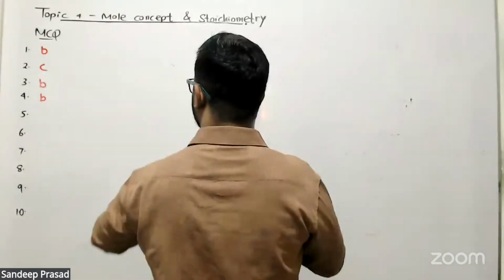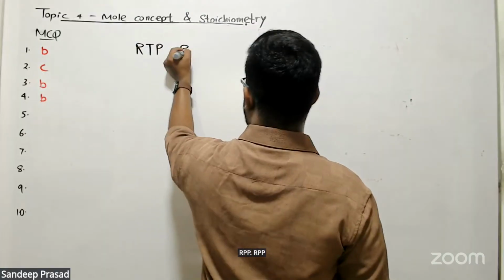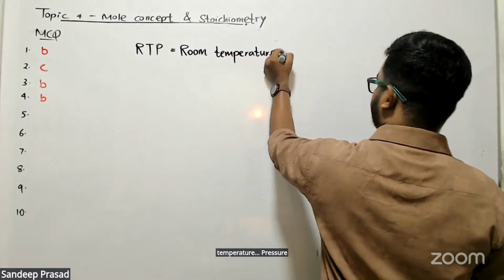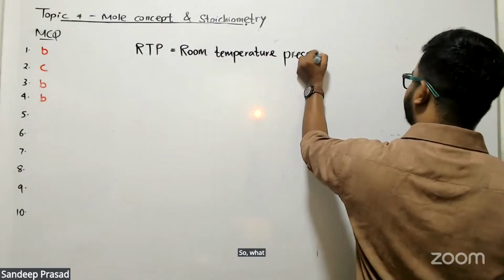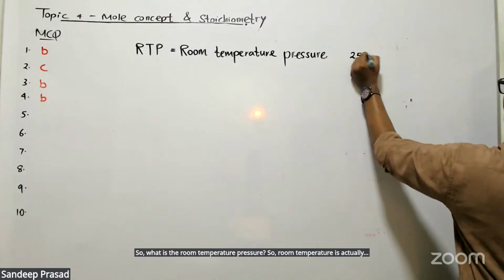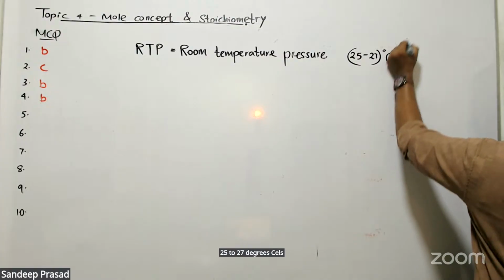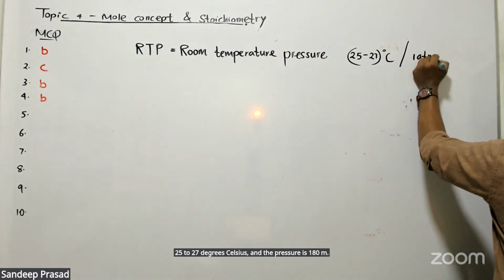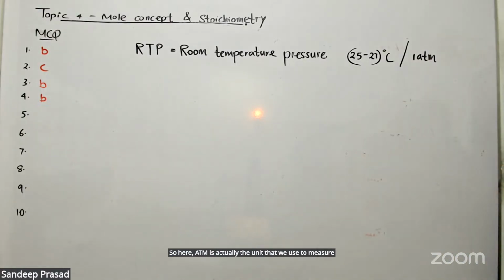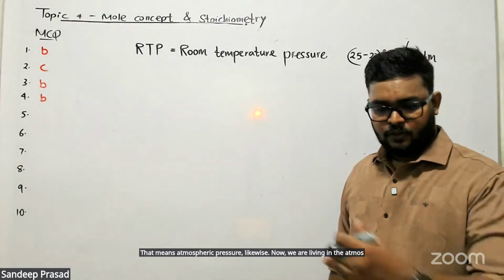Now, RTP means room temperature pressure. So what is the room temperature pressure? Room temperature is actually, we can take 25 to 27 degrees Celsius. And the pressure is 1 atm. Here, atm is the unit that we use to measure the pressure. That means atmospheric pressure. Likewise, now we are living in the atmospheric pressure 1 atm.